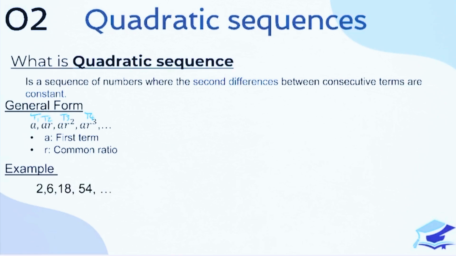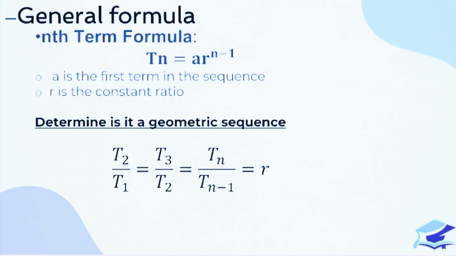An example, given the quadratic sequence below: 2, 6, 18, and 54, we can say that a is 2, and r, our common ratio, we work out by saying term 2 divided by term 1, and this is 6 divided by 2, which gives us 3. We can test this out by using the other terms. Term 3 divided by term 2, 18 divided by 6, this gives us 3 as well.